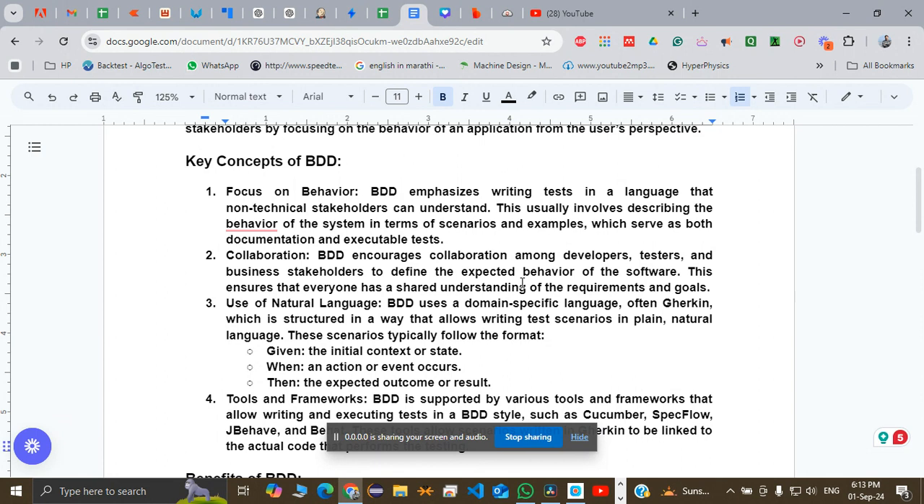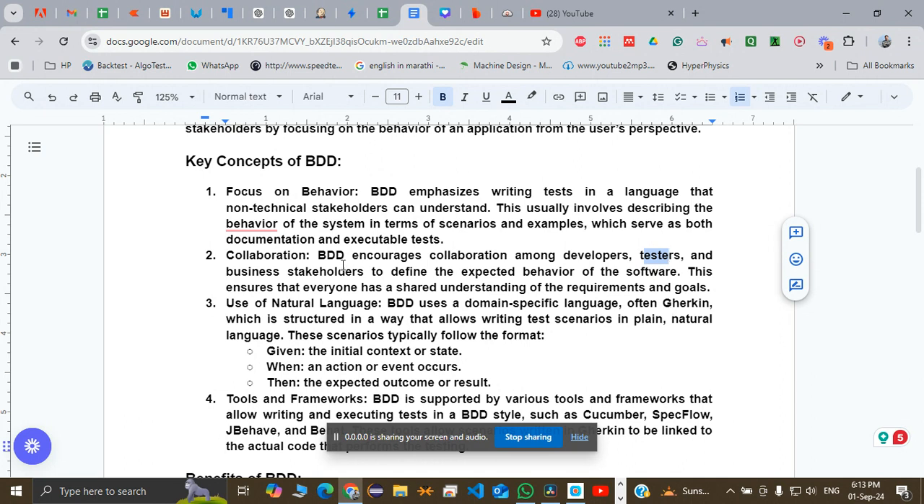But when we adopt the BDD approach, the developer understands that these are the types of test cases, and with the help of that behavior we have to develop the functionality. The tester understands that this is the particular document, and based on that we have to convert the functionality into BDD style test cases. And the business stakeholder understands that these are the test cases written by the tester in a BDD style, and those are very effective to understand.